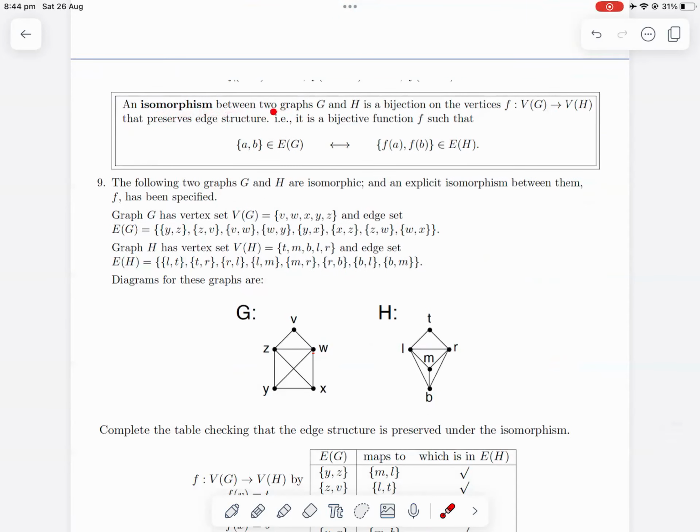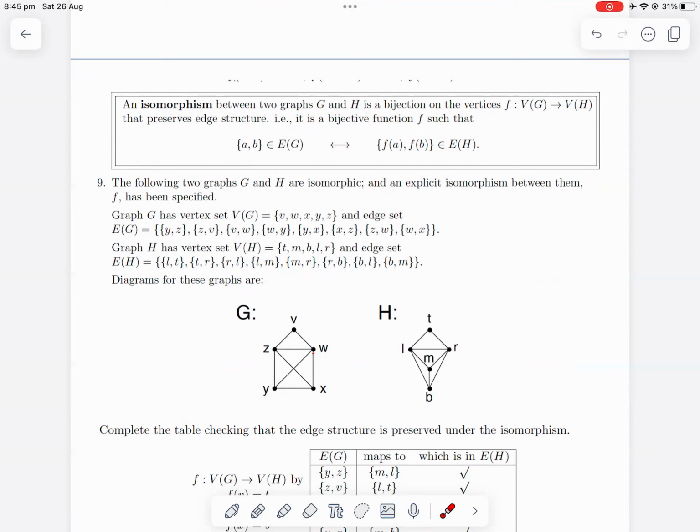Now, let's do this one. An isomorphism between two graphs is a bijection function between the vertices, provided that it preserves the edge structures. We will see the meaning of the edge structures. If AB belongs to EG, then F of A and F of B should belong to EH. So the corresponding edge should exist here as well. G is a different graph, H is a different graph.